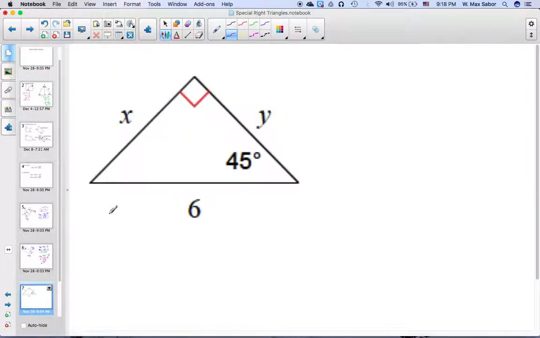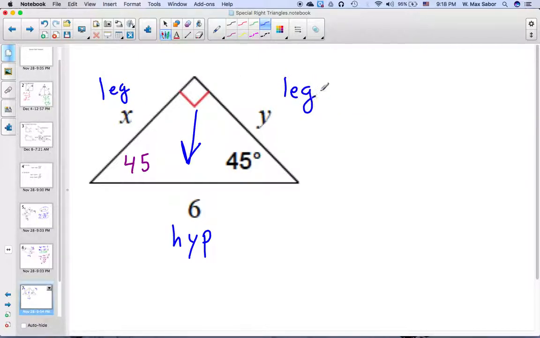Here, this is a 45, 45, 90 triangle. We want to identify which side is the hypotenuse. So the side labeled 6 is the hypotenuse because it's across from the right angle. These are the legs. So the rule says that the hypotenuse is the leg times square root of 2. So how do we get rid of the square root of 2? Well, we divide by square root of 2.